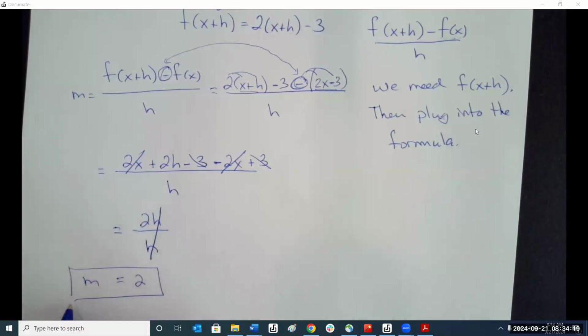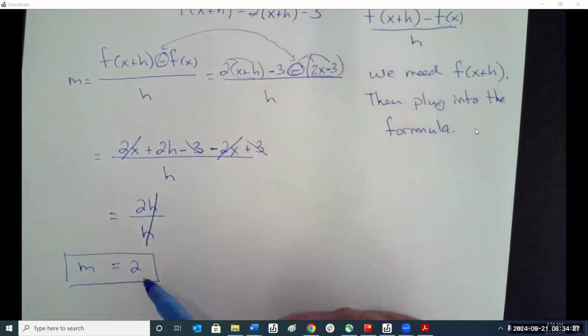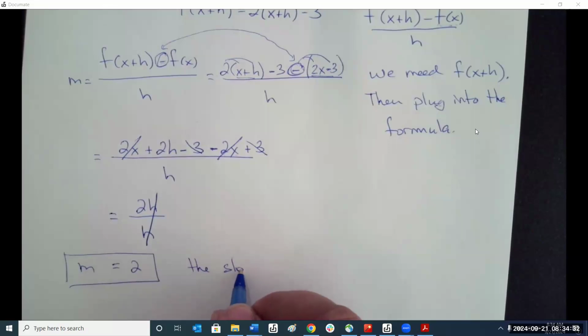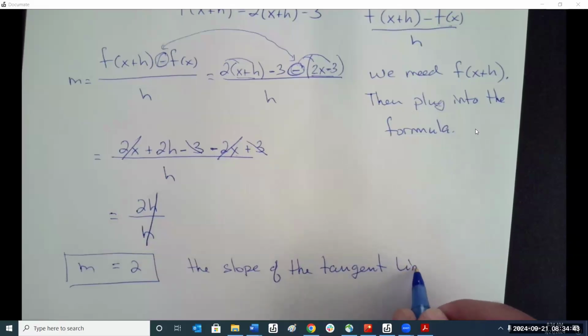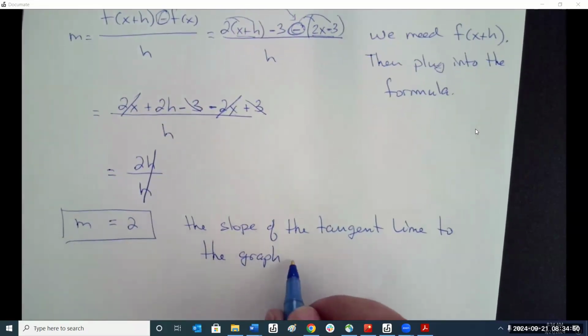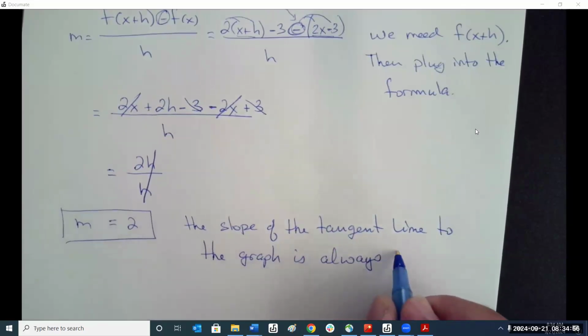And we're left with the difference quotient, which tells us that the slope of the tangent line at any point, in this example, since there's no x's, at any point, the slope of the tangent line to the graph is always 2.